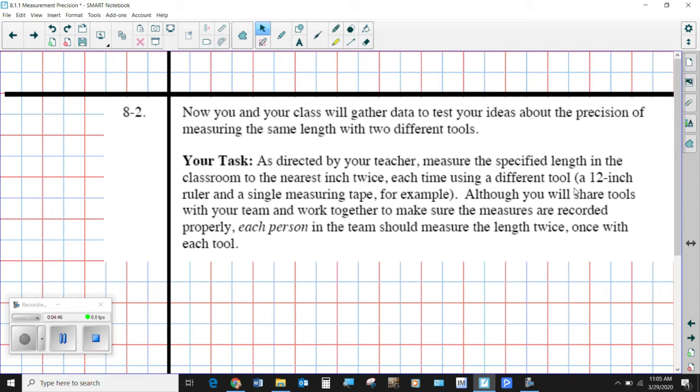We took a 12-inch ruler and a measuring tape. We broke up into our teams and started measuring the distance across our classroom. The people would measure twice. You'd have someone using the measuring tape write down their results. Someone else would use a 12-inch ruler and write down their results. Then we all sat down and started to analyze the data.